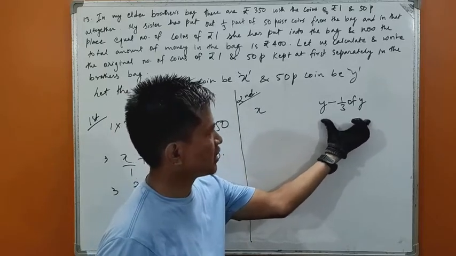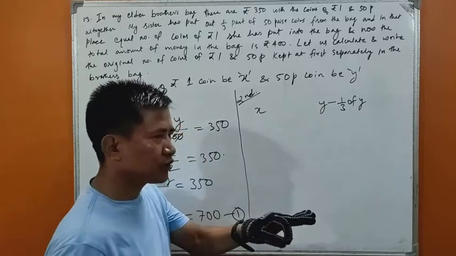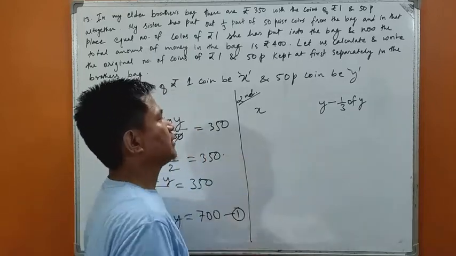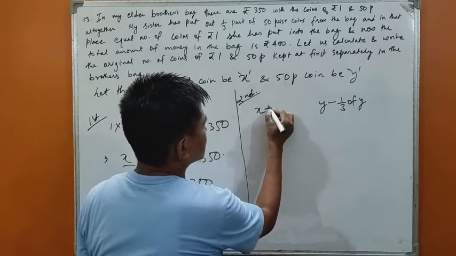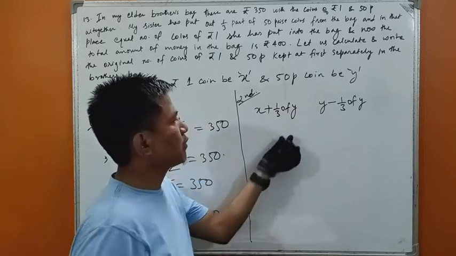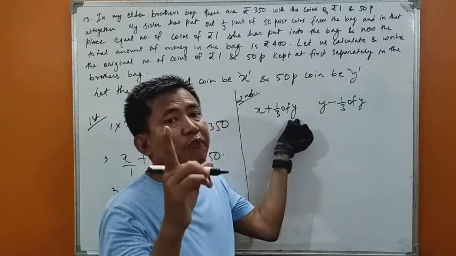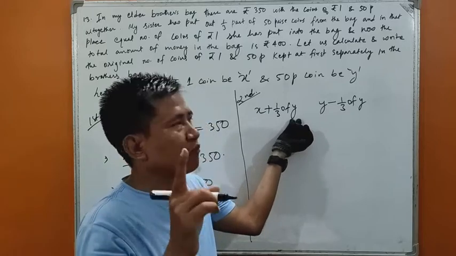Now this is the number of 50 paise coins left inside that bag. And she put equal number of 1 rupee coins into the bag, isn't it? So plus 1/3 of y. Please remember, y is not the amount of money or the coin. y is the number of coin. Okay, y is the number of coin.